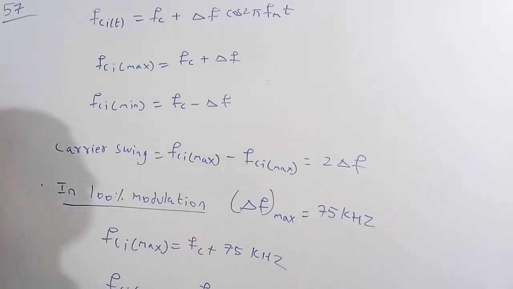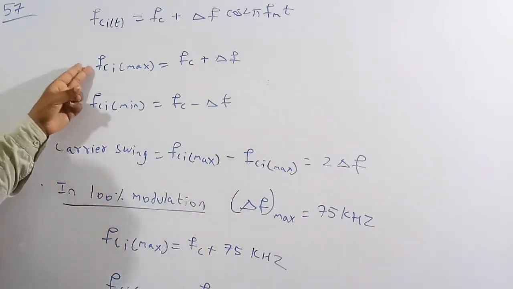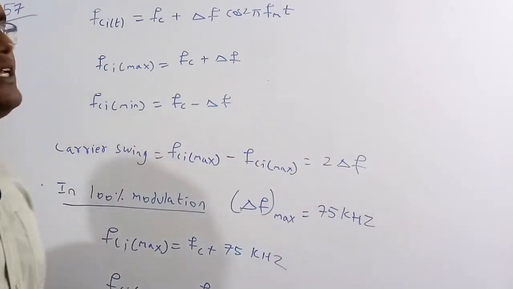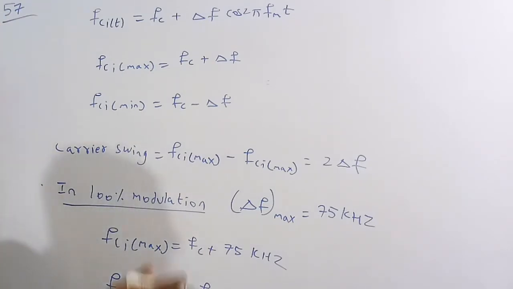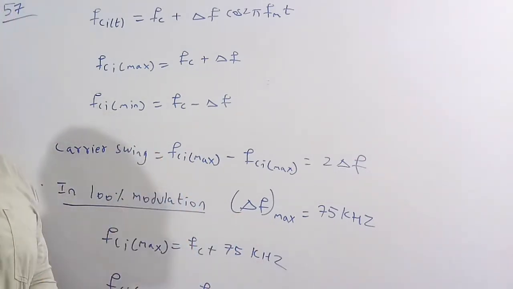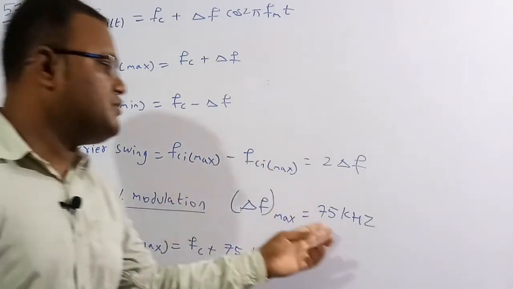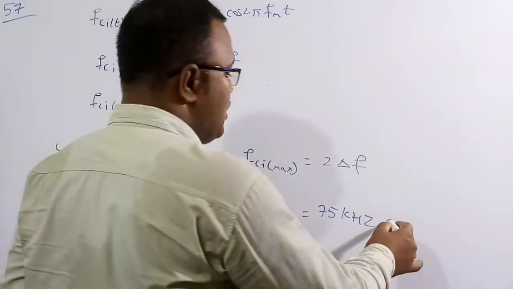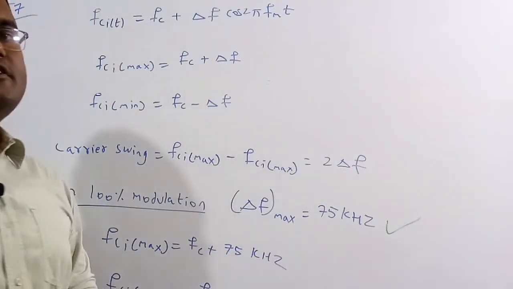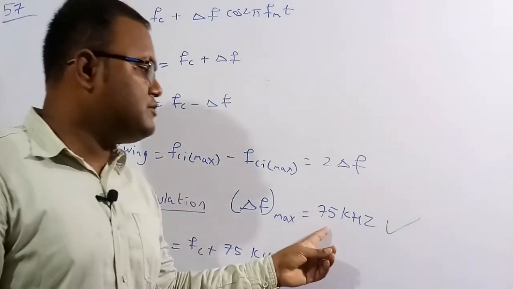If you want to find the carrier swing, it is nothing but maximum minus minimum. If we solve this, we get 2 delta f, so 2 delta f is called the carrier swing. This is the amount of change we get in the frequency f_ci(t). Whenever there is 100% modulation, we use delta f equal to 75 kHz, the maximum amount of frequency deviation allowed in FM. This is a value we need to use whenever no data is provided for delta f.